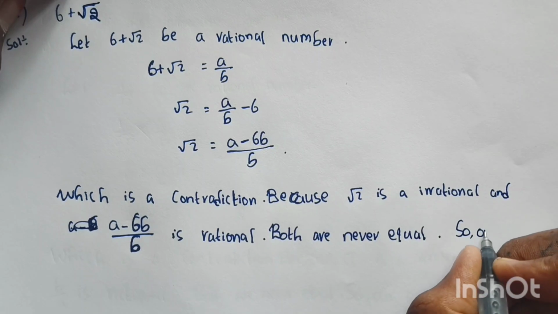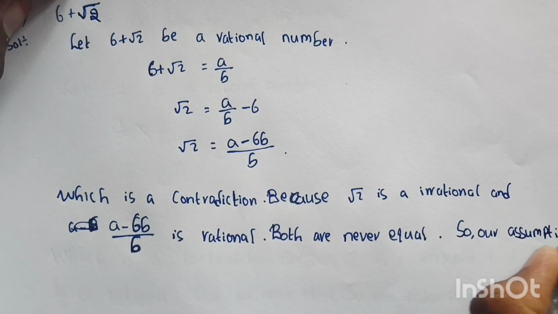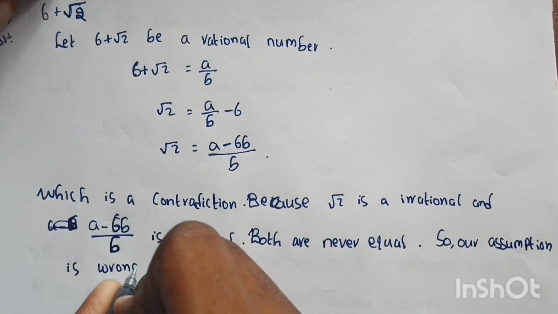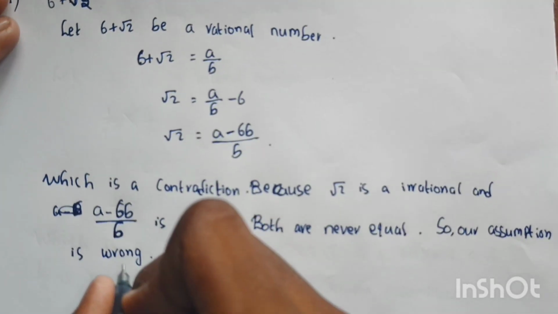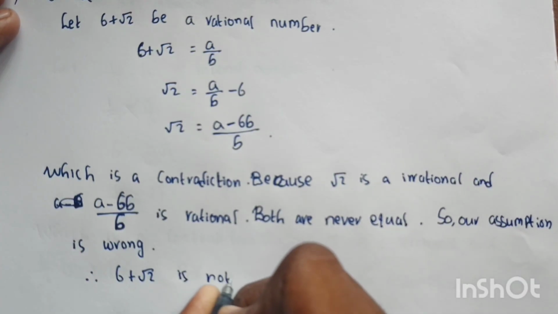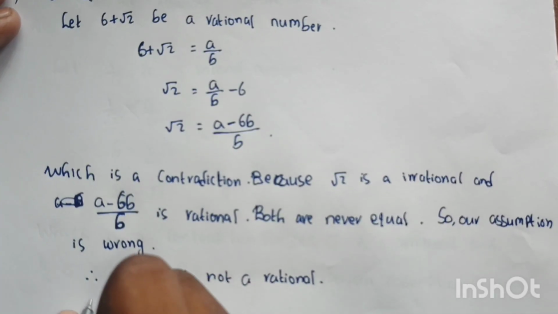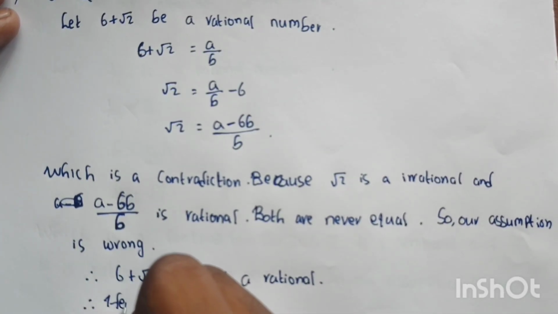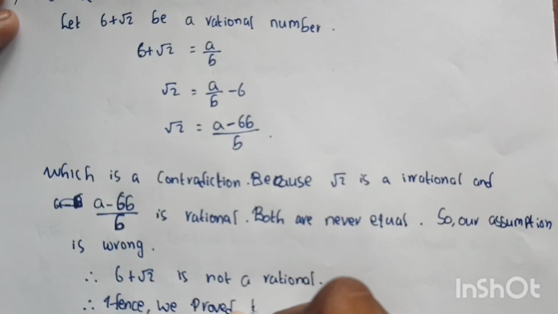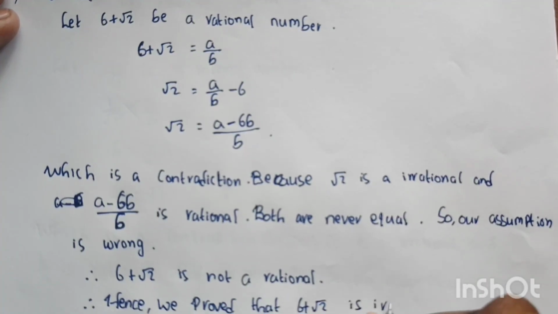So our assumption is wrong. Therefore 6 plus root 2 is not a rational. Therefore hence we proved that 6 plus root 2 is irrational.